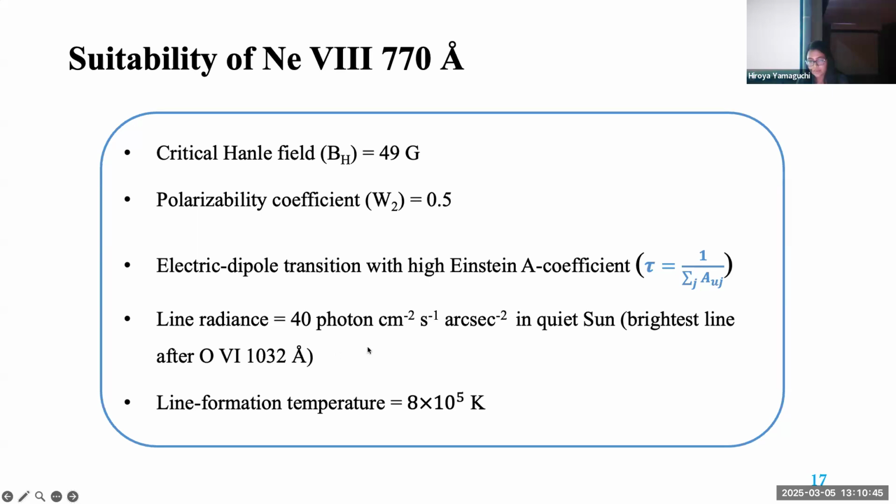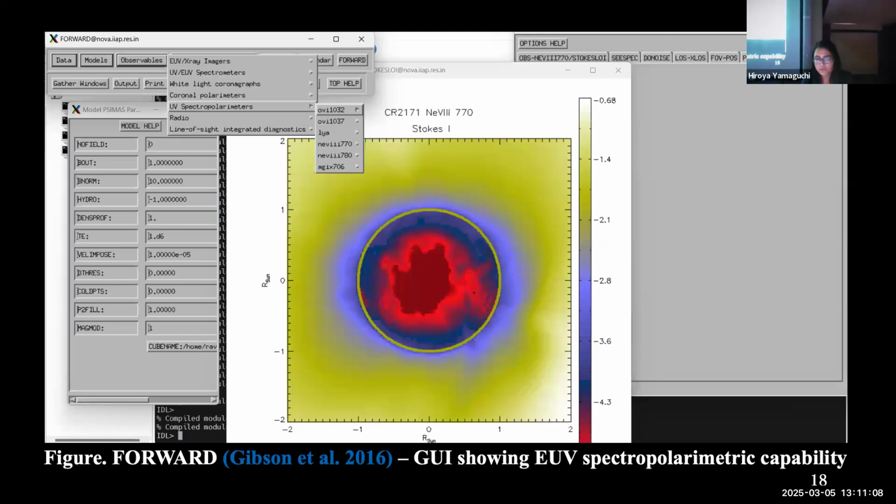In fact, it is the brightest line after the oxygen 6 line at 1032 angstrom, which has been very widely and extensively studied so far. And its line formation temperature is around 600,000 to 800,000 Kelvin, which indicates that it originates from the transition region of the lower corona. For further modeling of Neon 8, we use the FORWARD code, and this is a graphical user interface of FORWARD. In the past couple of years, we were able to extend its spectropolarimetric capability into the EUV regime.